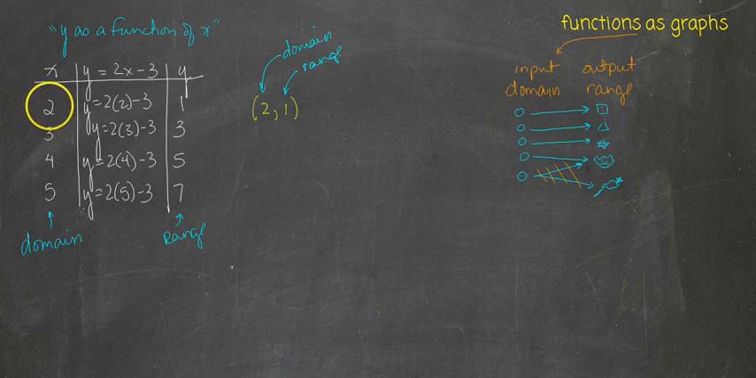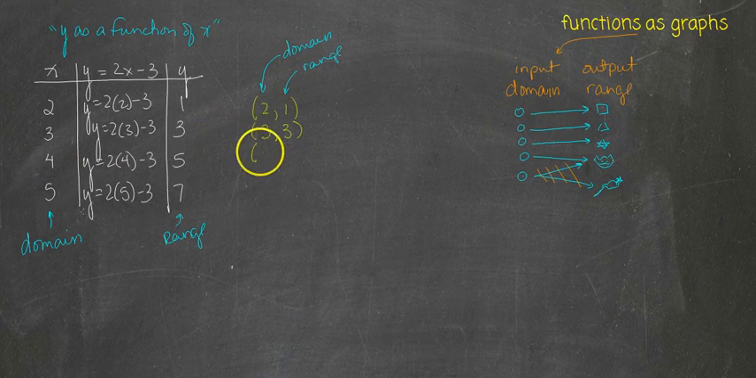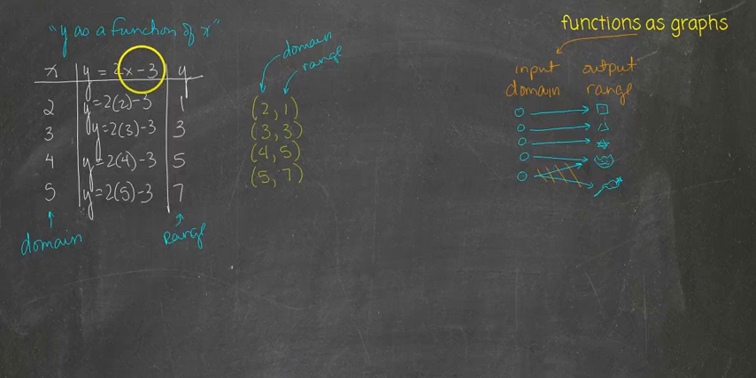So if I put in a chosen 2, the function or the rule gives me 1, and I'm going to write that as an ordered pair, (2, 1). The next ordered pair would be: I choose 3, I get 3. The next one, I choose 4, I get 5. The last one, I choose 5, I get 7. So all of these pairs are the relations that came out of this equation, which is a function.